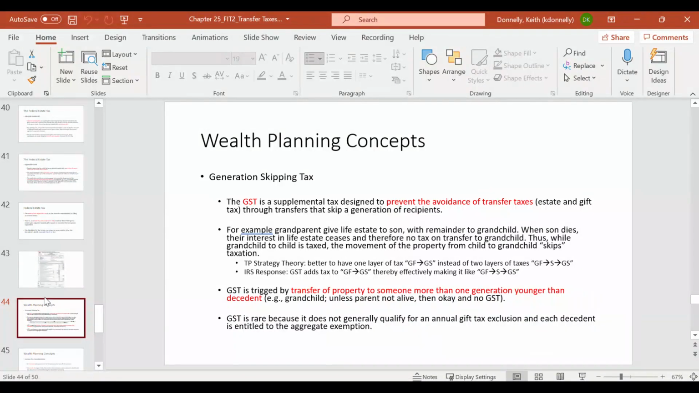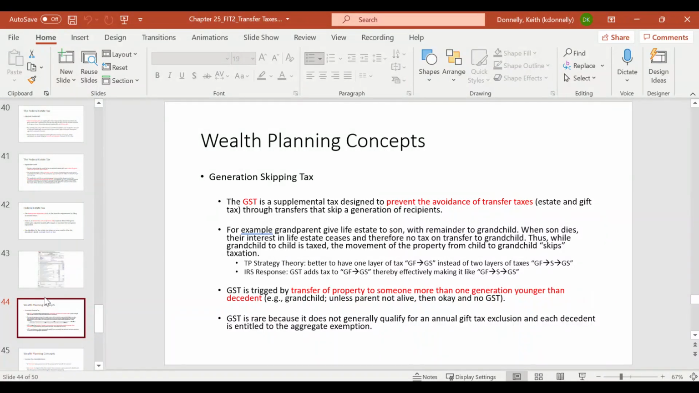The next idea here, we're going to talk about the GST, that is to say the generation skipping tax. So basically, this tax was enacted to prevent the avoidance of transfer taxes through transfers that skip a generation of recipients.